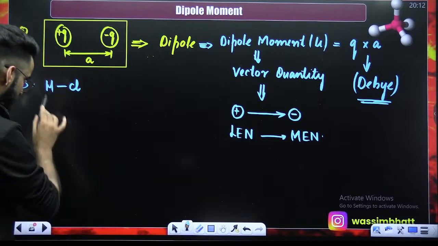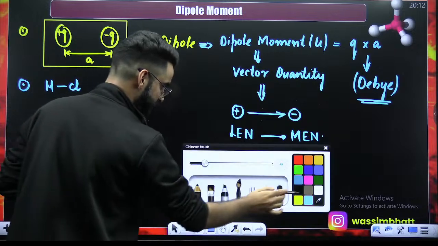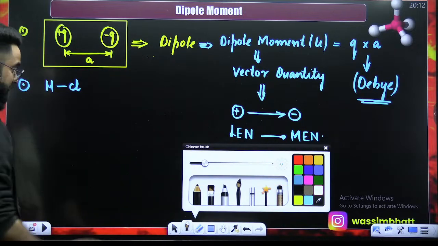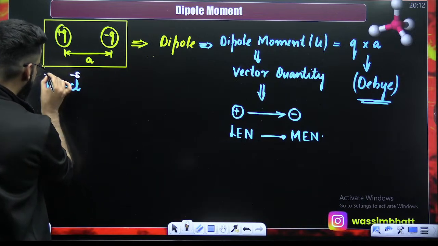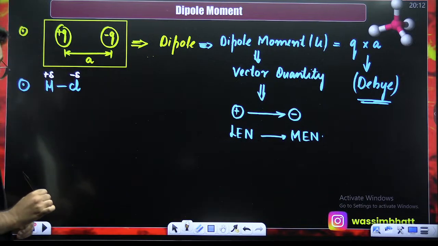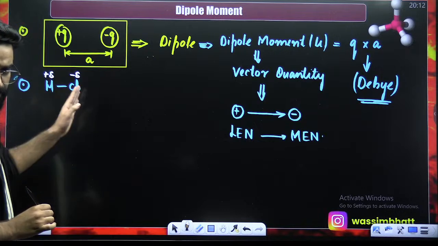Now, for example, I've got a molecule HCl. Tell me one thing. Which one among hydrogen and chlorine is more electronegative? I would say chlorine is more electronegative. So this electron pair will be shifted towards chlorine. Chlorine will get delta negative, and hydrogen will get delta positive.